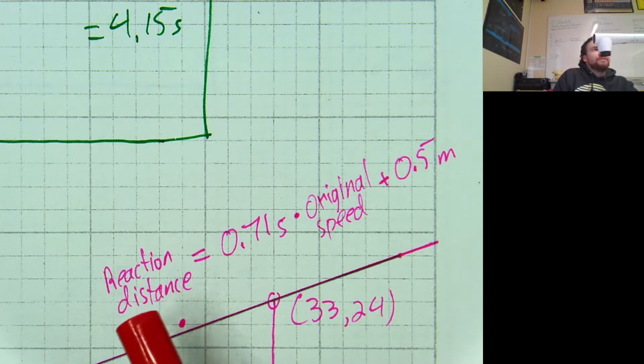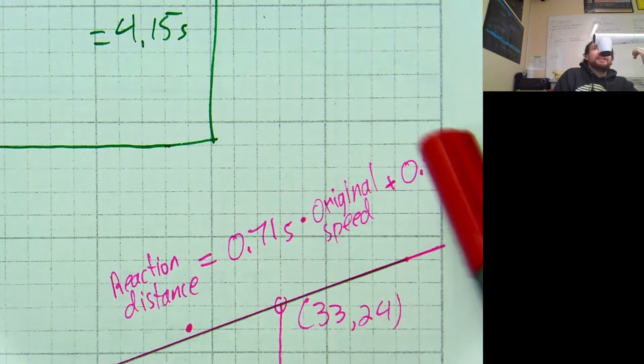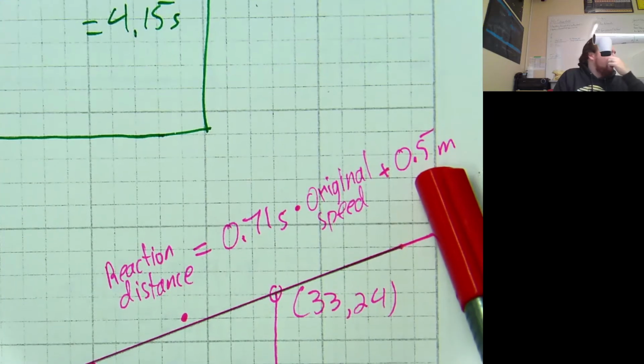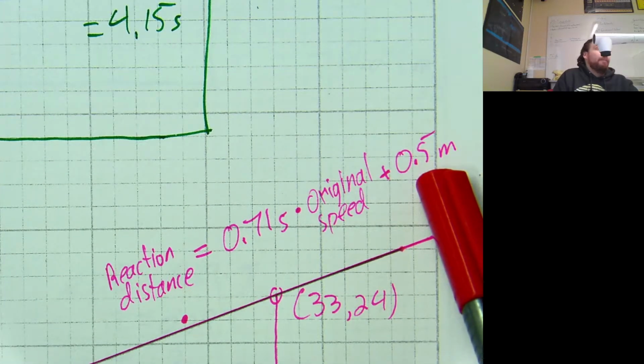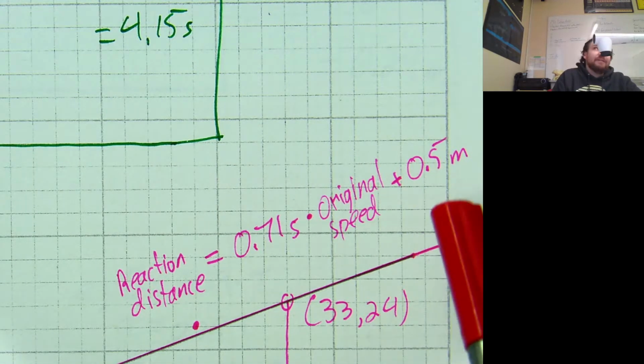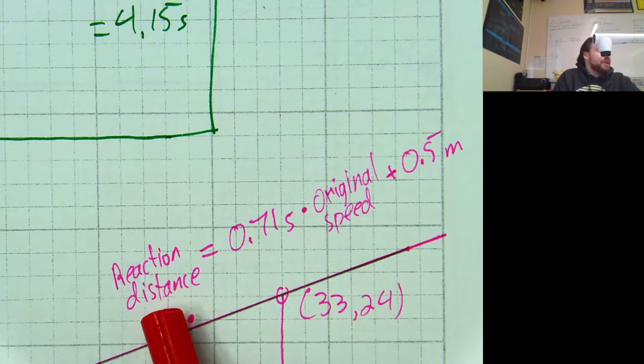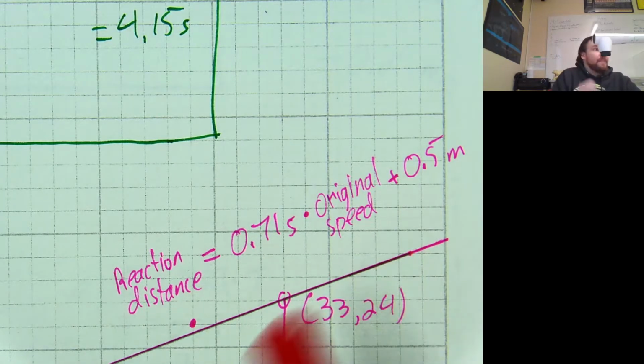So if distance equals V times T, I've got my distance, my T, and my V. What does this plus 0.5 meters represent? Because there is no place in D equals VT for there to be plus anything. James? Thank you so much, James. Yes, this represents our error. In this case, our error in what, James? Yeah, our reaction distance.